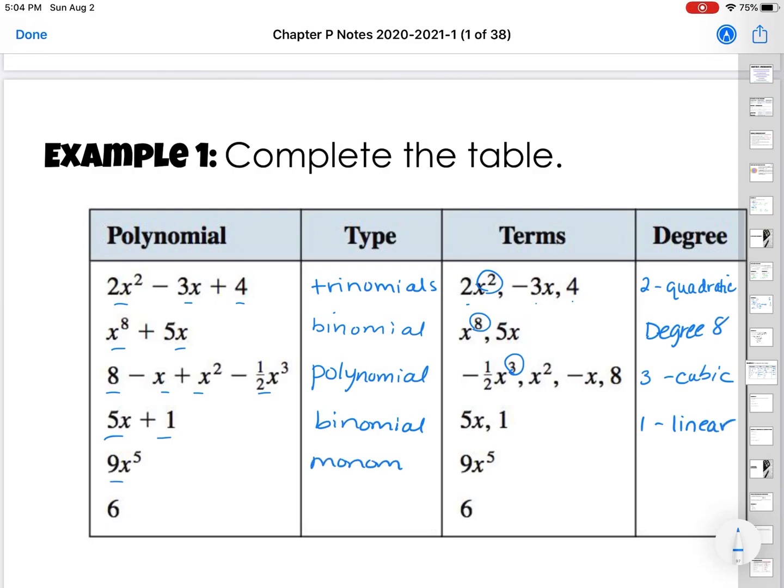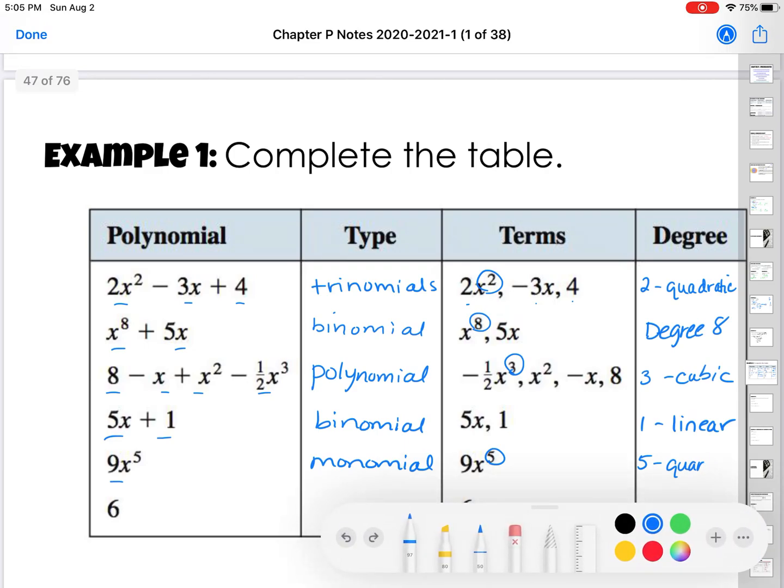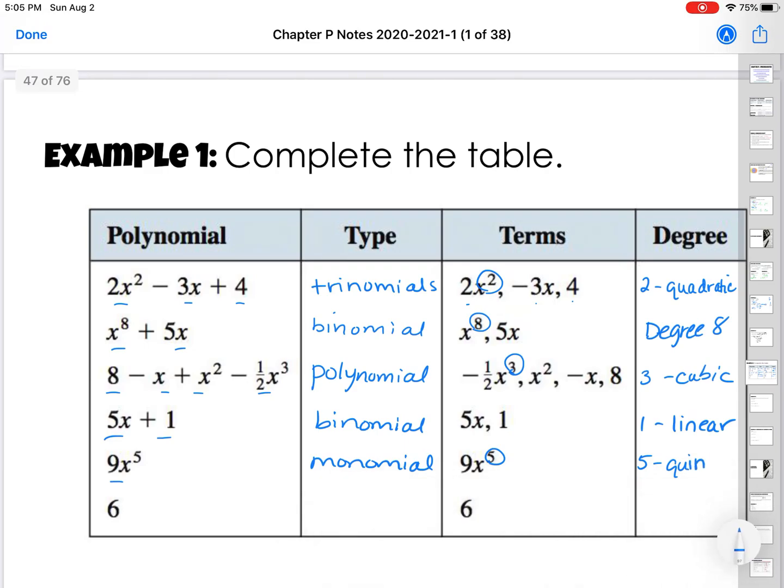1 term, so it's a monomial. The highest exponent is a 5, so for 5 we say that is quartic. Which sounds like it should be 4, but 4 is quintic. Or do I have that backwards? Sorry, quintic. I'm sorry. Summer brain. Quintic, like quintuplets. Okay.